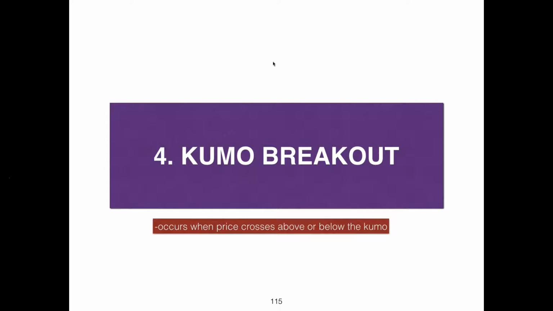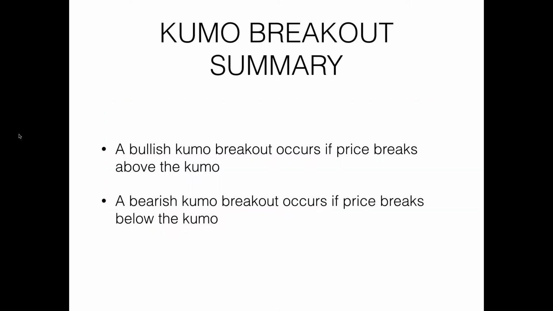Now what's a Kumo breakout? This happens when price crosses above or below the Kumo. A bullish Kumo breakout happens when the price breaks above the Kumo. A bearish Kumo breakout happens if price breaks below the Kumo. Now, the thicker the Kumo that is broken, the stronger the price move.